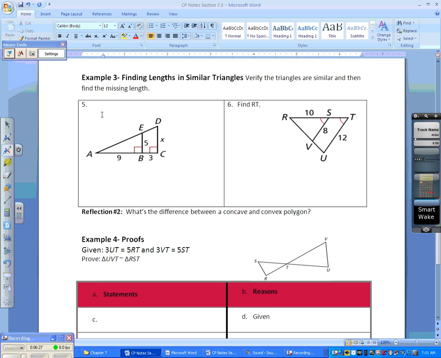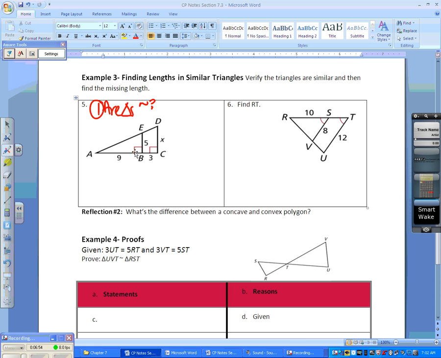Okay, last thing we're going to do, example 3, finding lengths in similar triangles. Verify the triangles are similar and then find the missing lengths. So first question we need to do, are the triangles similar? If so, how do we know? Well, let's see. In this one, they talk about sides and angles, but since they don't give us x, we can't use side angle side. And they don't tell us about all the sides, so that means that it has to be angle angle. But where is that second set of congruent angles?